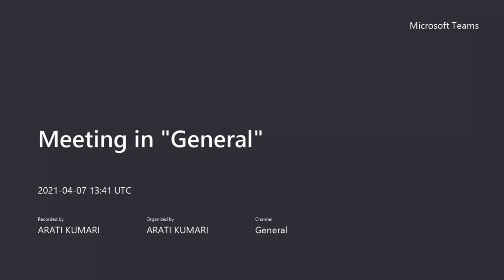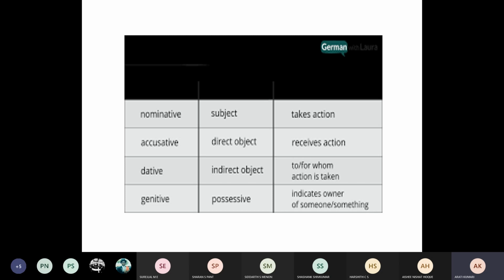Verb 2, nominative, nominative and accusative, casus. Case is called in German casus. Yeah, we are learning cases, casus. So we just concentrate on 1 and 2 today. Okay, later maybe we'll go also for the third one, dative.